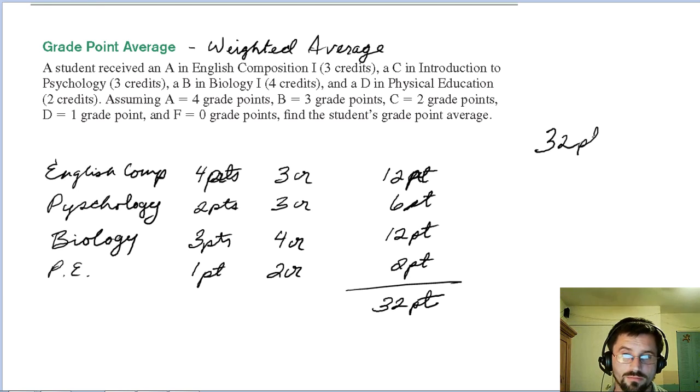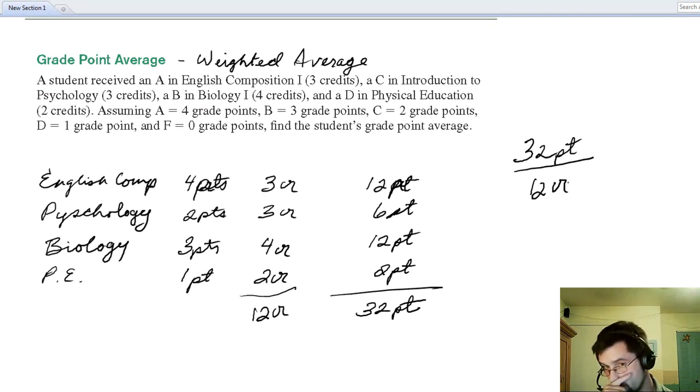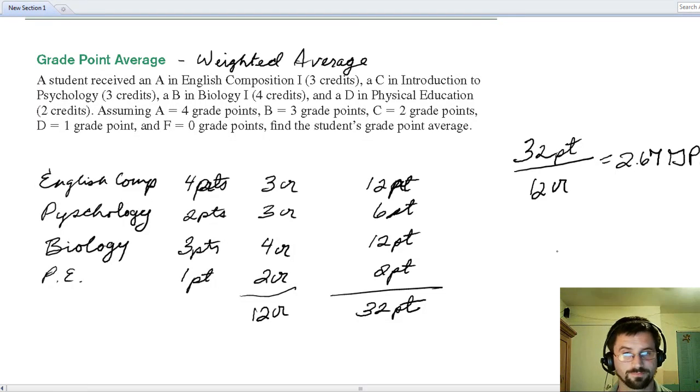32 points divided by 3, 3, 4, and 2, 12 credit hours taken. And you know 12 times 4 is 48, so to have a 4.0 they'd need 48 up here. To have a 3.0 they'd need 36. To have a 2.0 they'd need 24, and this is in fact a 2.67 is their GPA. So that's that. That's an example of a weighted average.